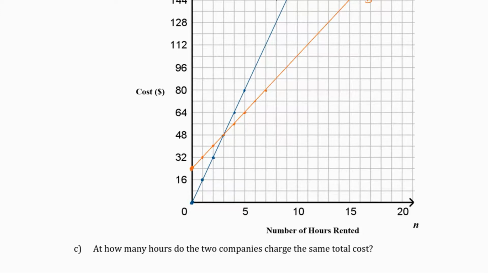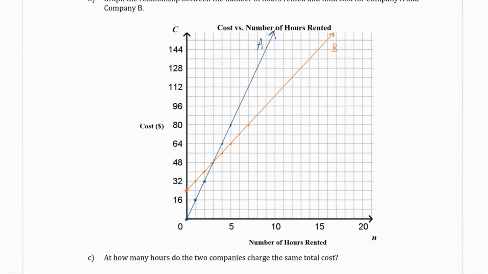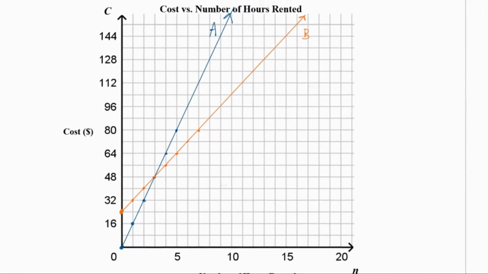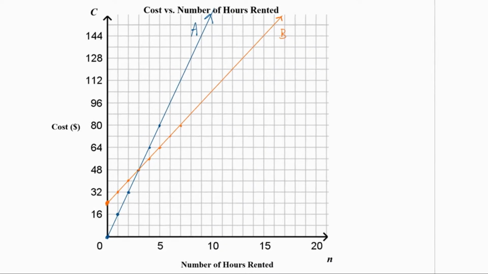B will be more expensive in the beginning because for $0 it's 24, whereas A starts at $0, and for 1 hour is only 16, whereas for 1 hour B is $32, right? So B is more expensive for a shorter time. And this is the most important bit of understanding when we're doing problems that involve more than one linear relation at a time. The lines are probably going to cross, and what we care about is when they cross and what it means before that point and after that point.